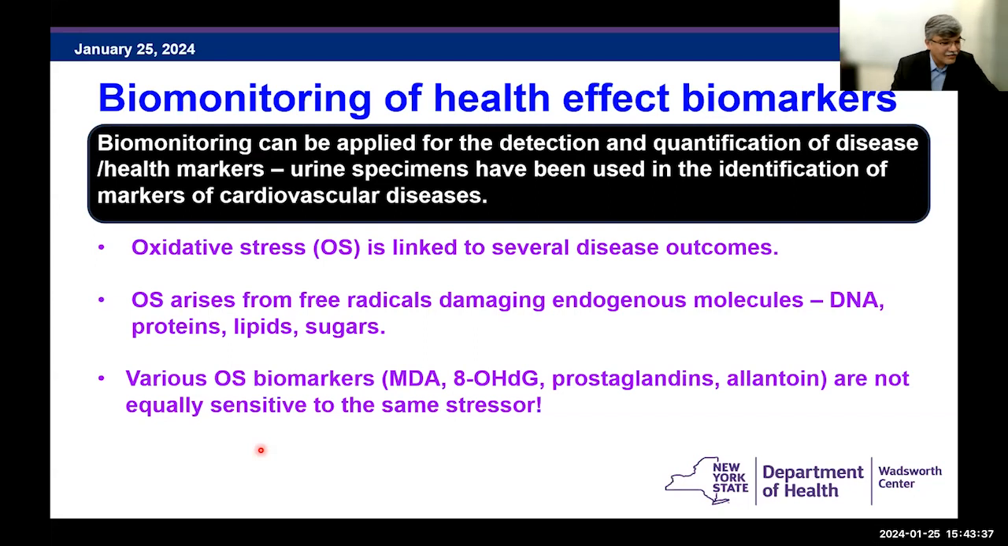I'm going to talk, maybe for the next couple of minutes, about health effect biomarkers. Like exposure biomarkers, you can measure lots of health effect biomarkers: oxidative stress, nitrative stress, inflammation biomarkers, metabolomic disorder biomarkers. All those things can be measured in urine. Okay, we have developed methods for them.